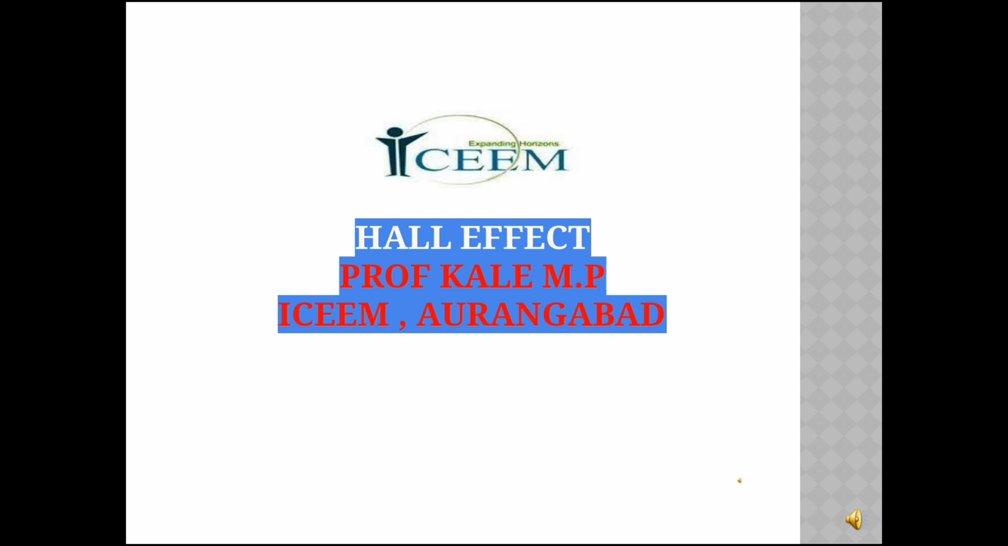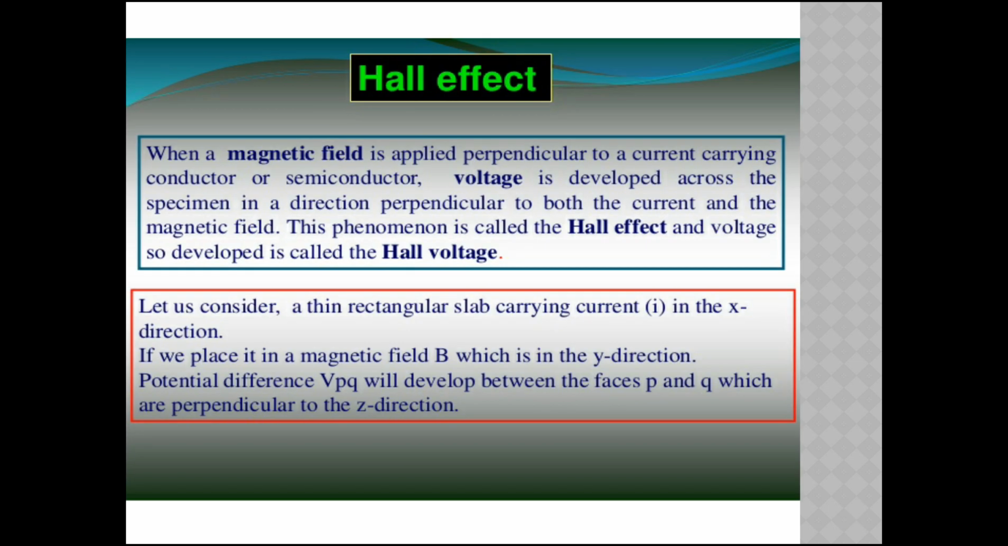Today I am going to discuss the Hall effect. First of all, the definition of the Hall effect. When a magnetic field is applied perpendicular to a current carrying conductor or semiconductor, a voltage is developed across the specimen in a direction perpendicular to both the current and the magnetic field. This phenomenon is called the Hall effect, and the voltage so developed is called the Hall voltage.